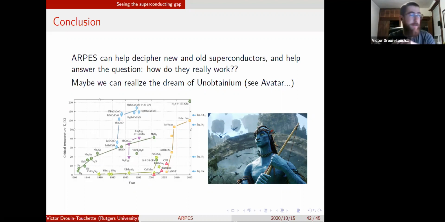So it's quite amazing. But ARPES can never be used on them, because you're using so much pressure to clamp them that you could never go in and look at the band structure with ARPES. So that's kind of sad about ARPES. It can't do it.